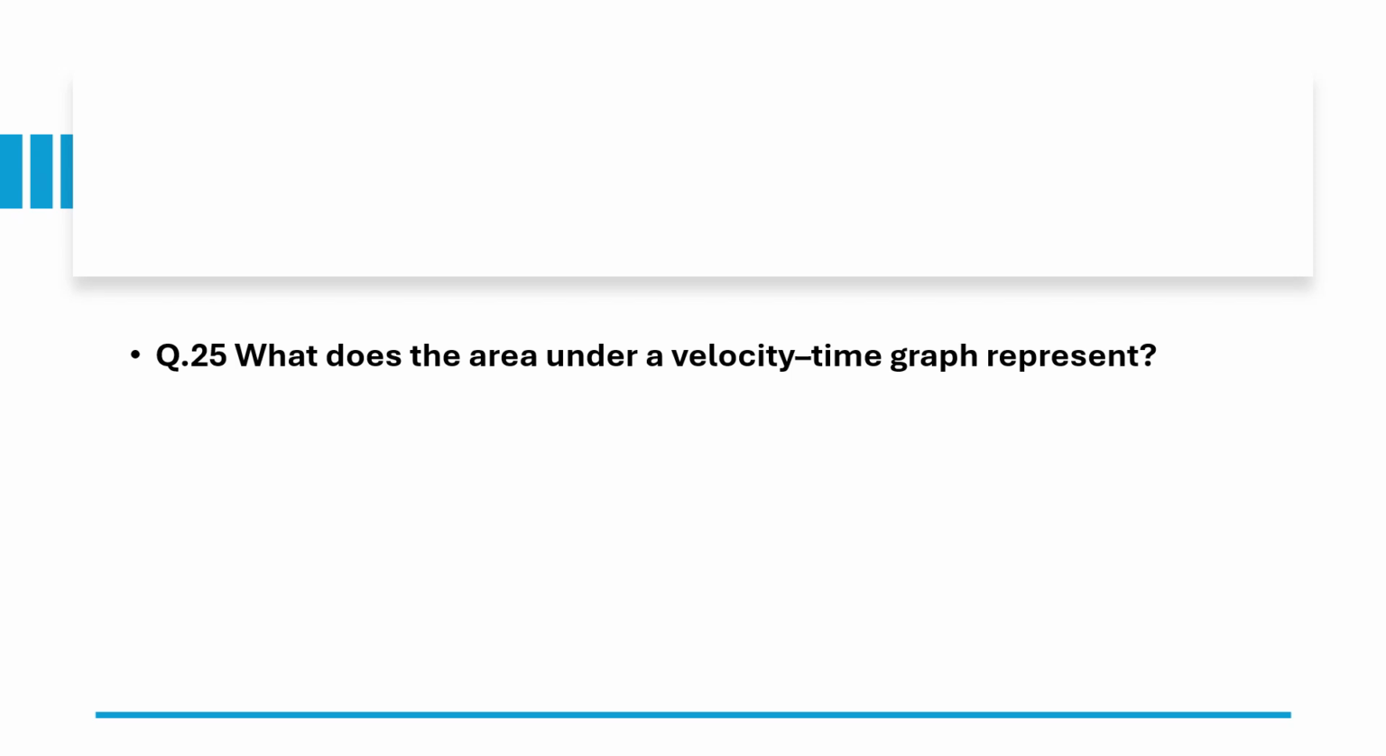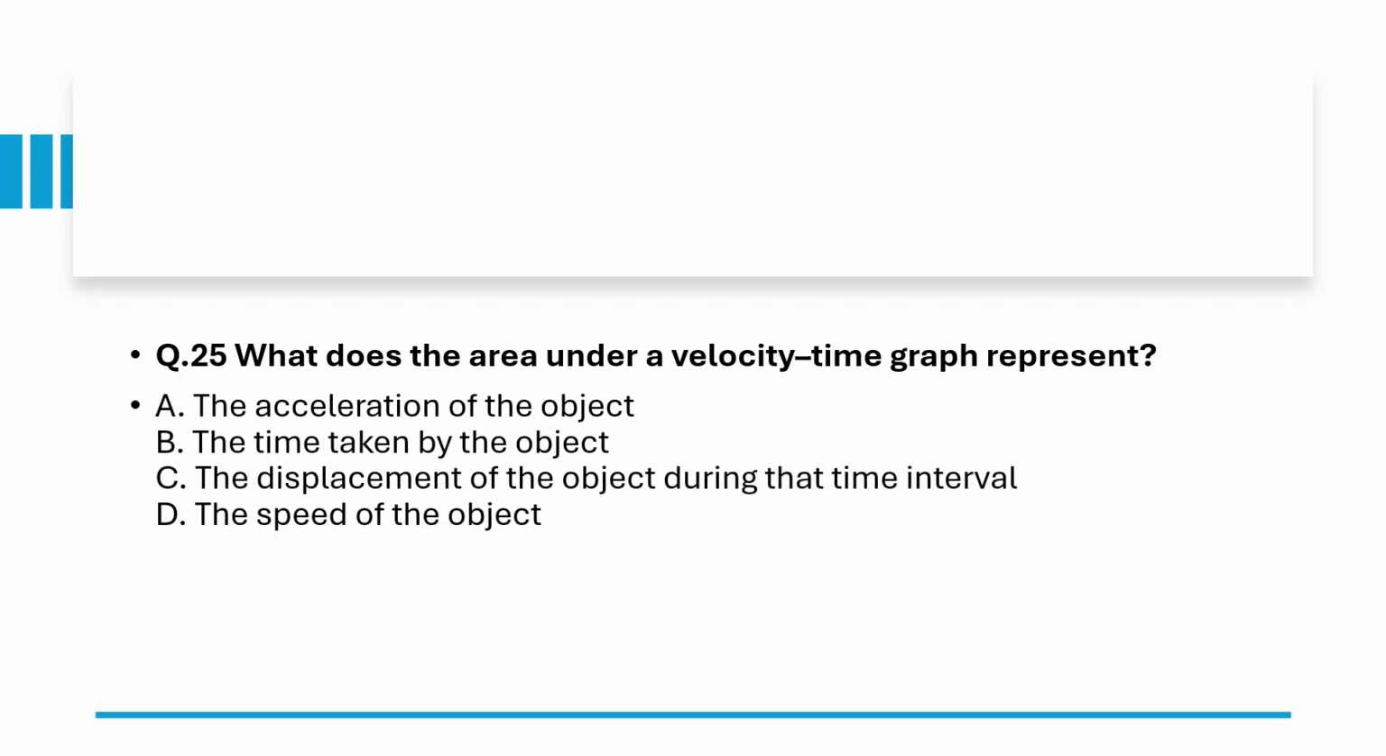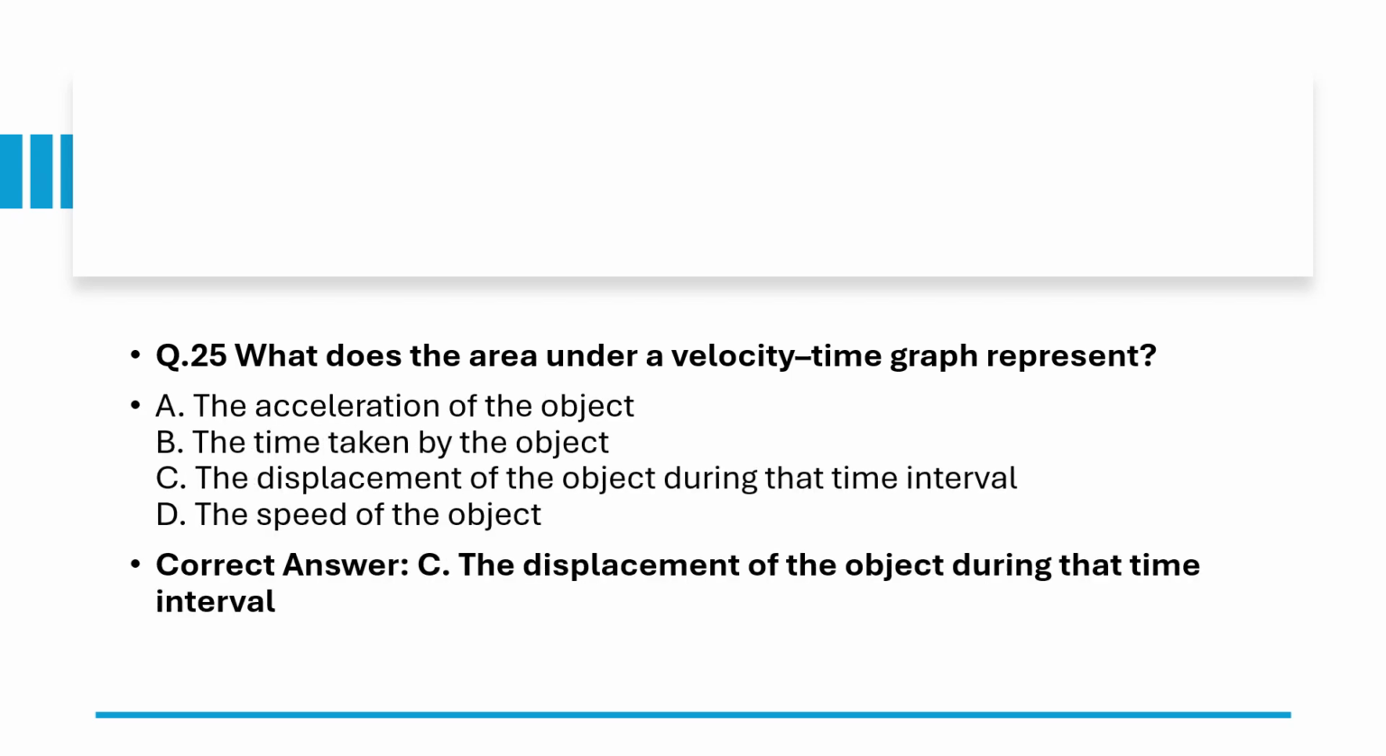What does the area under a velocity time graph represent? Here you are, and the correct answer is option C. Displacement of the object during that time interval. Option C is the correct one.